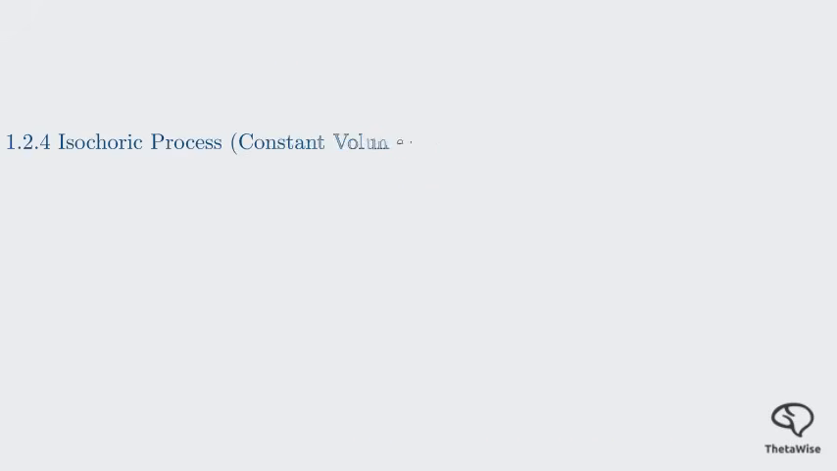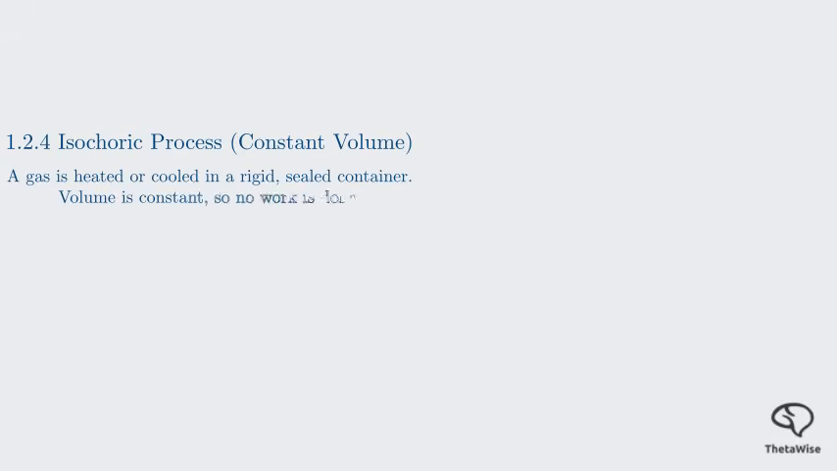Next up is the isochoric process. From the Greek, iso means equal and choros means space or volume. As the name implies, an isochoric process occurs at constant volume. In an isochoric process, a gas is heated or cooled inside a rigid sealed container so its volume cannot change. Because the volume is constant, the gas cannot expand or contract, which means no work is done.